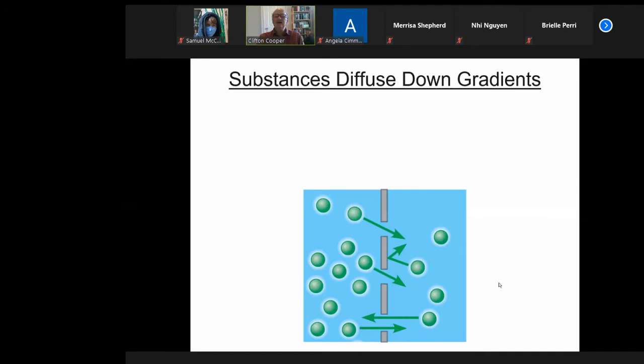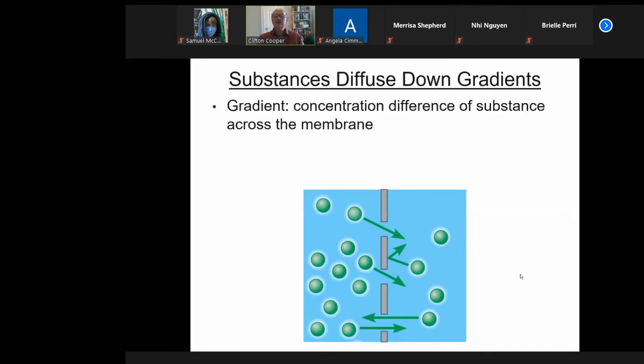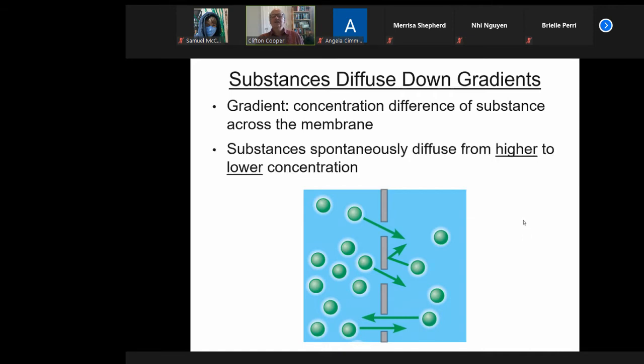So we have this downhill movement. We say the substance is diffusing down the gradient. The gradient is the difference in concentration between one side and the other. And the substance is moving down, spontaneously going from higher to lower concentration. And the steeper the gradient, the faster the substance will move. That means if there's a greater difference in the concentration between left and right, then there's going to be more rapid movement to essentially correct that.